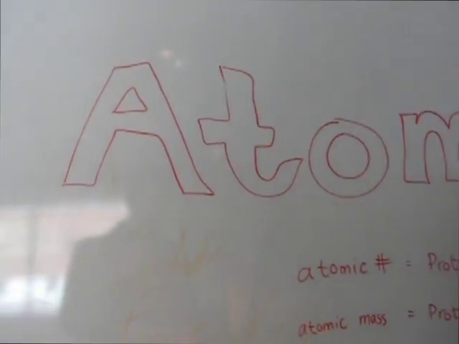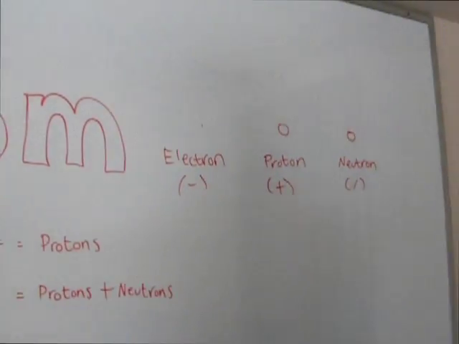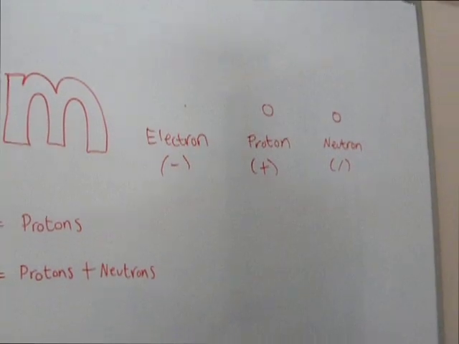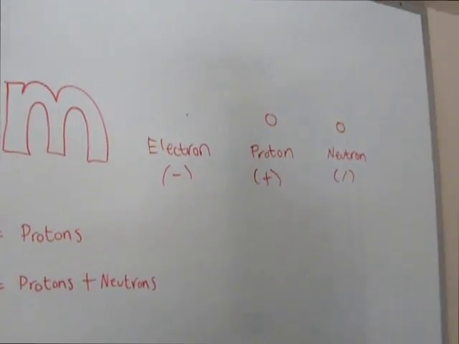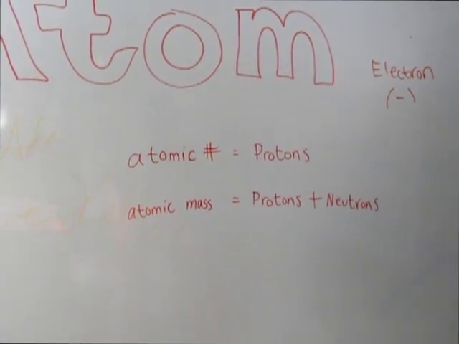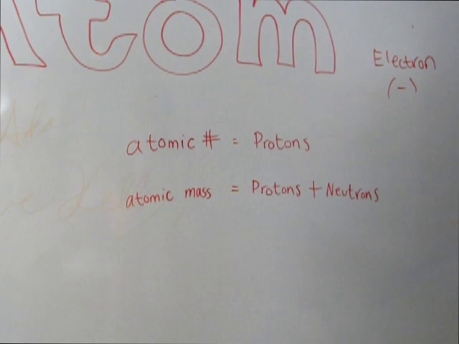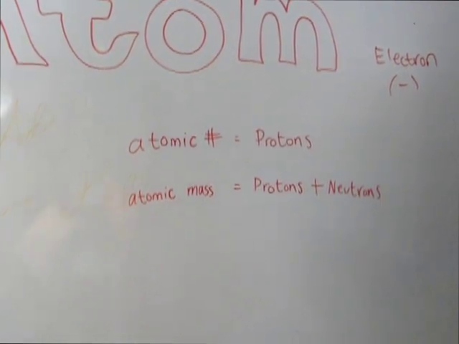Atoms are composed of electrons, protons, and neutrons within the nucleus, where most of the mass is contained. The electrons are negatively charged, the protons are positively charged, and the neutrons have no charge. The atomic number is the number of protons within the nucleus, while the atomic mass is the sum total of protons and neutrons within the nucleus.